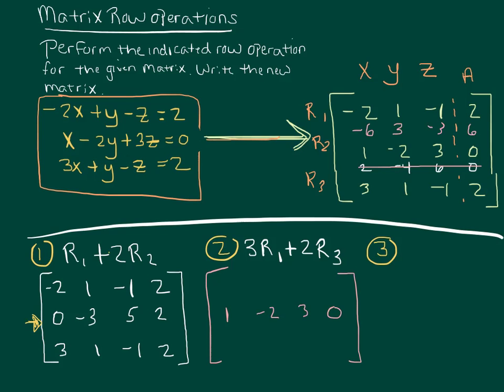And then I'm going to write 2 row 3 below it. So I'm going to multiply row 3 by 2 to get a 6, 2, negative 2, and a 4. And now I'm going to add them together. So negative 6 plus a 6 gives me a 0. And again, you can replace either row 1 or row 3. I'm choosing to replace row 3.